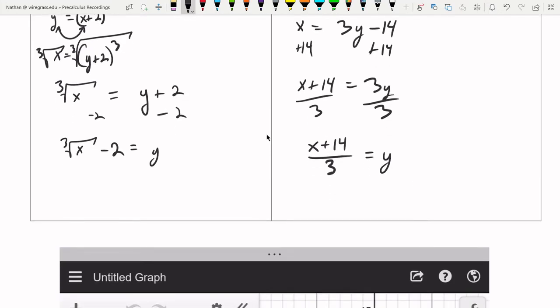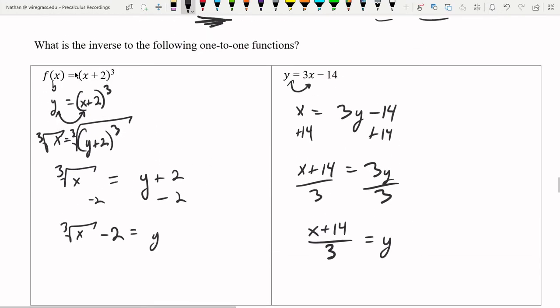Now, if you compose them both ways, if you actually do this one plugged into this one, you're going to get x as a result. And you have to make sure that you compose it both ways. So you could say this is g of x, right? Do f of g of x and g of f of x. Same thing is true with this one. This is g of x, this is f of x, whatever you want to do. Compose them both ways. But I also want to show you that on the graph.